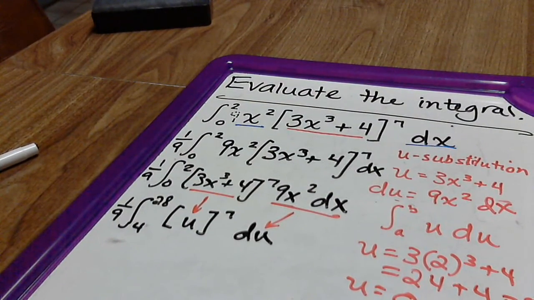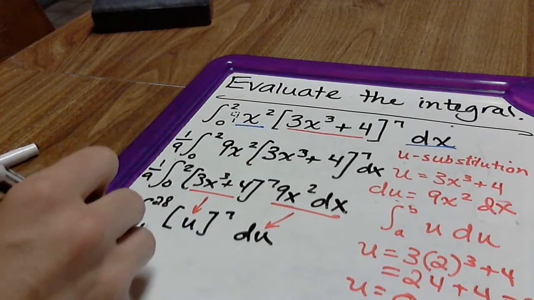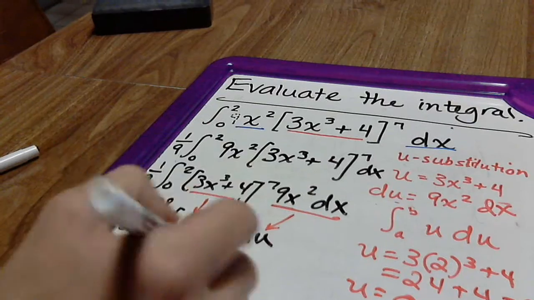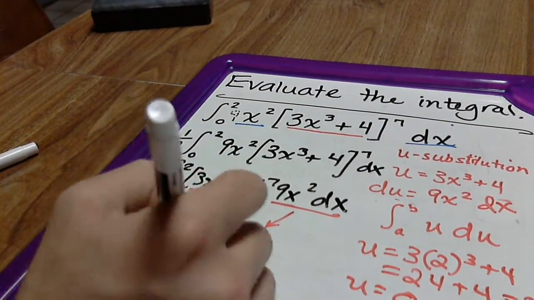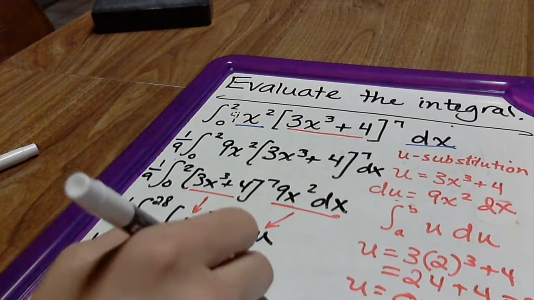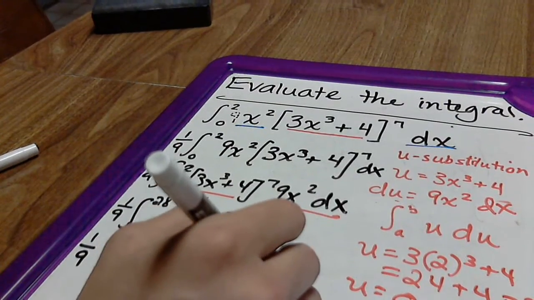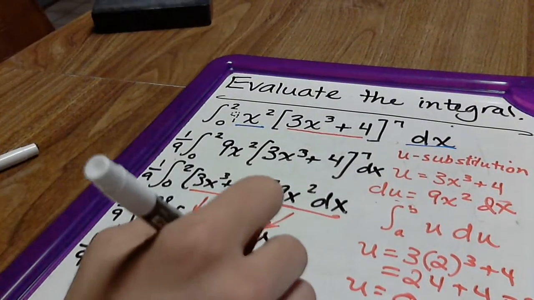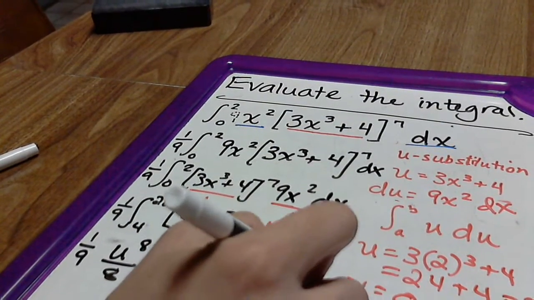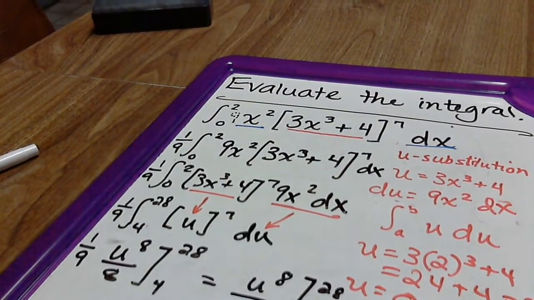So I did my substitution. Now I have u to the 7th. If I go back to my power rule, then I have 1/9 times u to the 8th over 8, from 4 to 28. Well, this is going to be a very big number, I will tell you that right now. If you simplify the integrand, that's what we call this part right here, we get u to the 8th over 72 from 4 to 28.